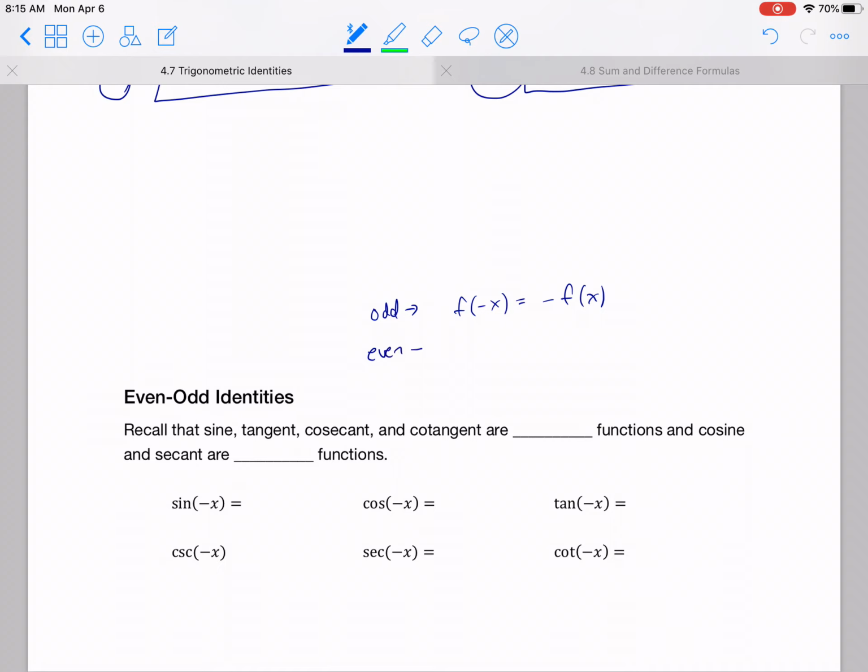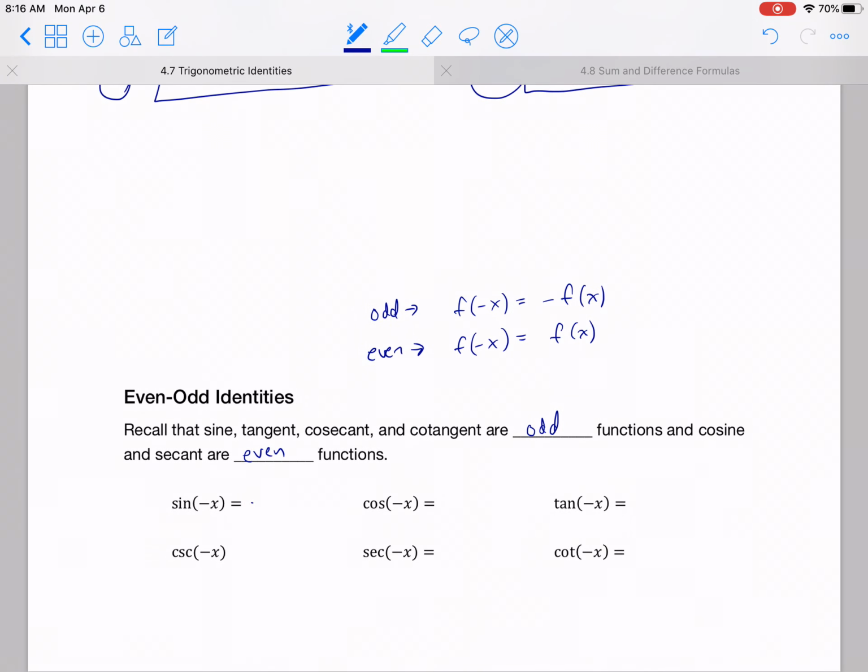Even functions, oh, and they were symmetric about the origin. Even functions meant that if you took f of negative x, you just got back f of x, and they were symmetric across the y-axis. And so here we can recall that sine, tangent, cosecant, and cotangent are odd functions, and cosine and secant functions are even functions. And so that means that we can fill this out here.